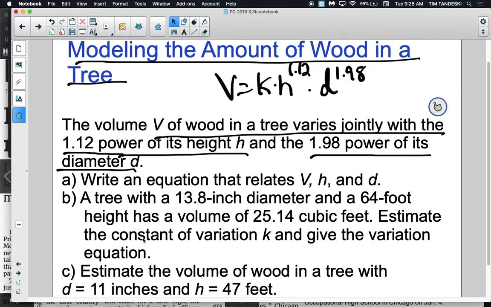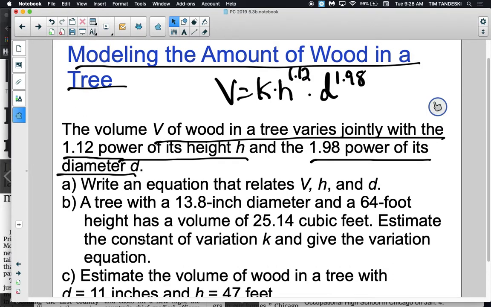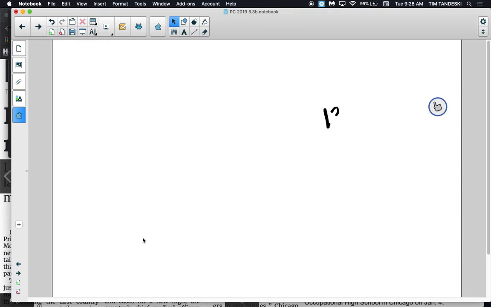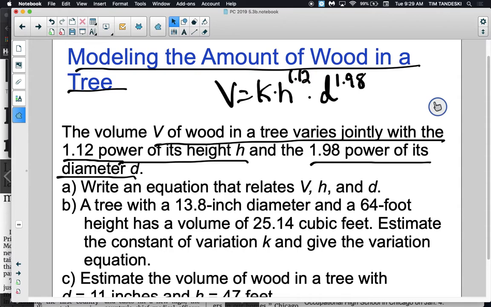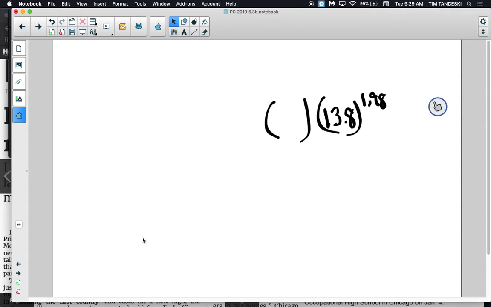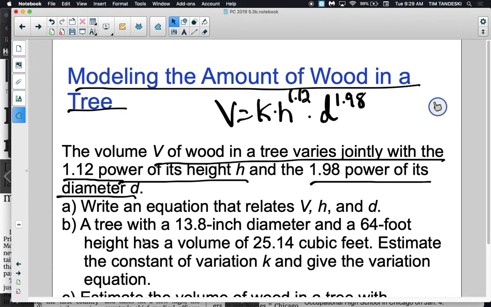So that's going to be my answer for part A. For part B, I'm going to want to substitute 13.8 in for D. So I'm going to add a page here. I'm going to have 13.8 raised to the 1.98 power. I'm going to go back. My height was 64, so I'm going to substitute 64 in for h, and that's going to be to the 1.12 power. That's times k, and that's equal to the volume in this wood, which was 25.14 cubic feet.